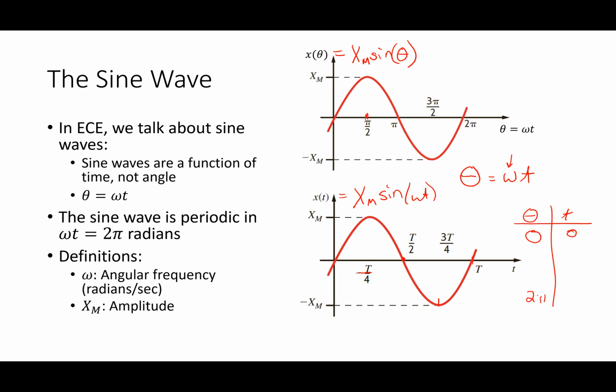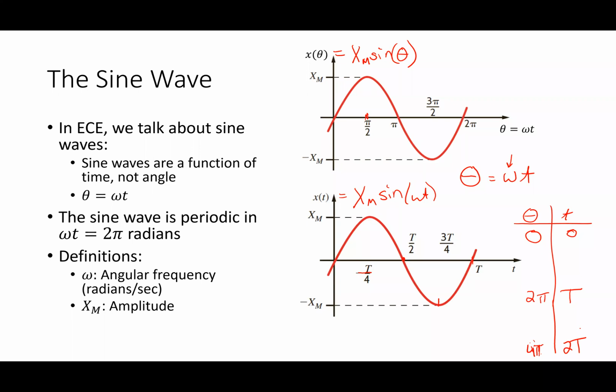Let me jump ahead. At 2 pi, what's the value of t? Also 0. See, that's why I wanted to ask that question. No, it's capital T. At time capital T, the angle is equal to 2 pi. And it's going to be equal to 4 pi at what time? 2T. And T in this case is 2 pi over omega.